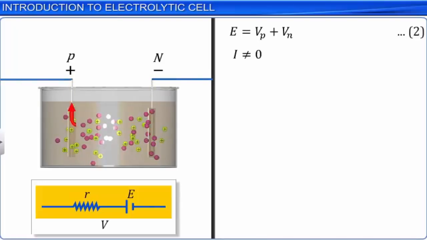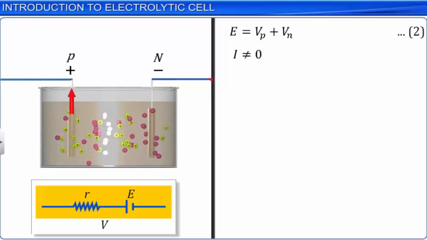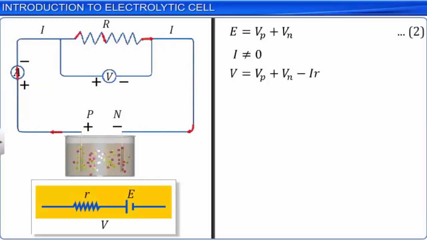In this case, the potential difference V between P and N is denoted by V is equal to Vp plus Vn minus I into r. Substituting from equation 2, we can write V is equal to E minus I into r. Let this be equation 4. Applying Ohm's law to the external circuit, we have V is equal to I into R, where V is the potential difference across R. Let this be equation 5.